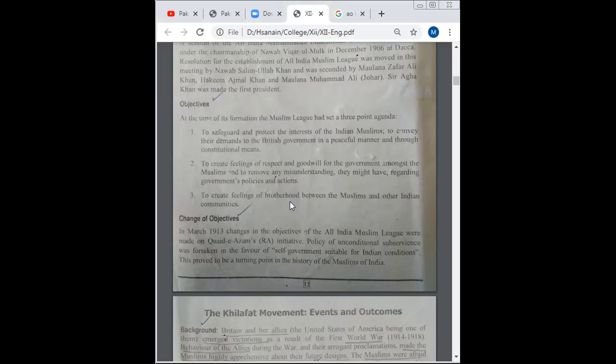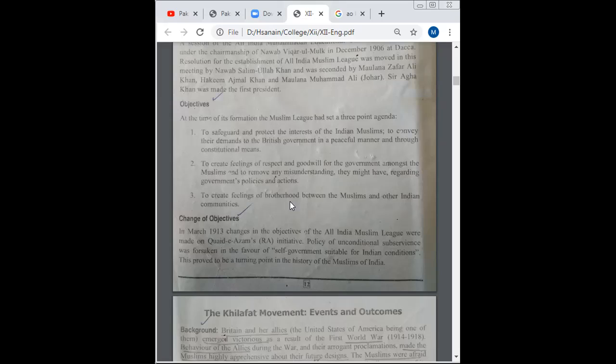The second important objective of the Muslim League was to create a feeling of respect and goodwill for the government amongst the Muslims and to remove the misunderstanding they might have regarding the government's policies and actions.